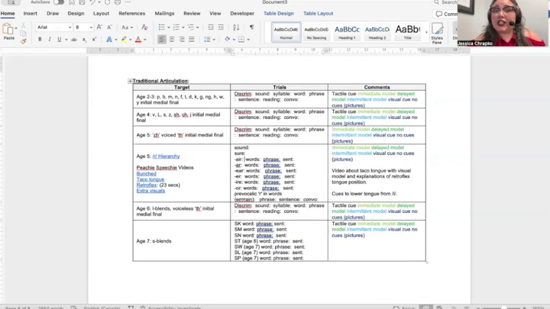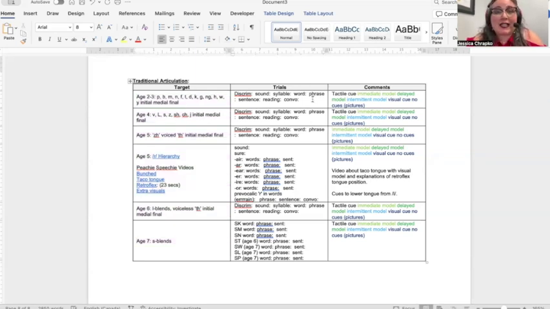So, assuming the traditional articulation approach, these are the sounds I'm looking for if the client is over age 3. These are the sounds I'm looking for if the client is over age 4. These are the sounds I'm looking for if the client is over age 5. I look for all of these if the client is age 6. And finally, I look for all of these sounds if the client is age 7. The other two columns here are for my own personal use.